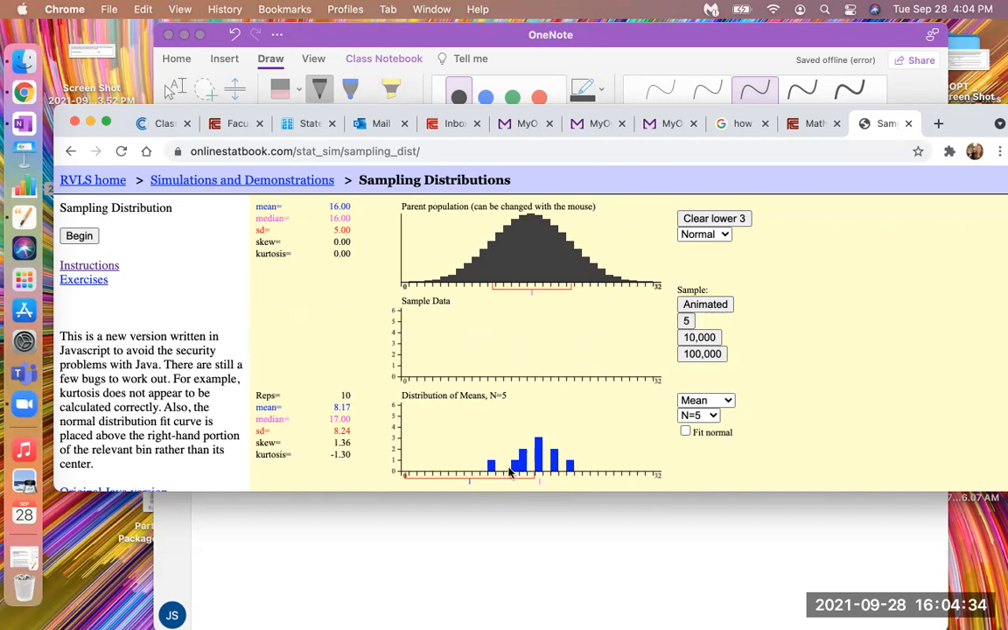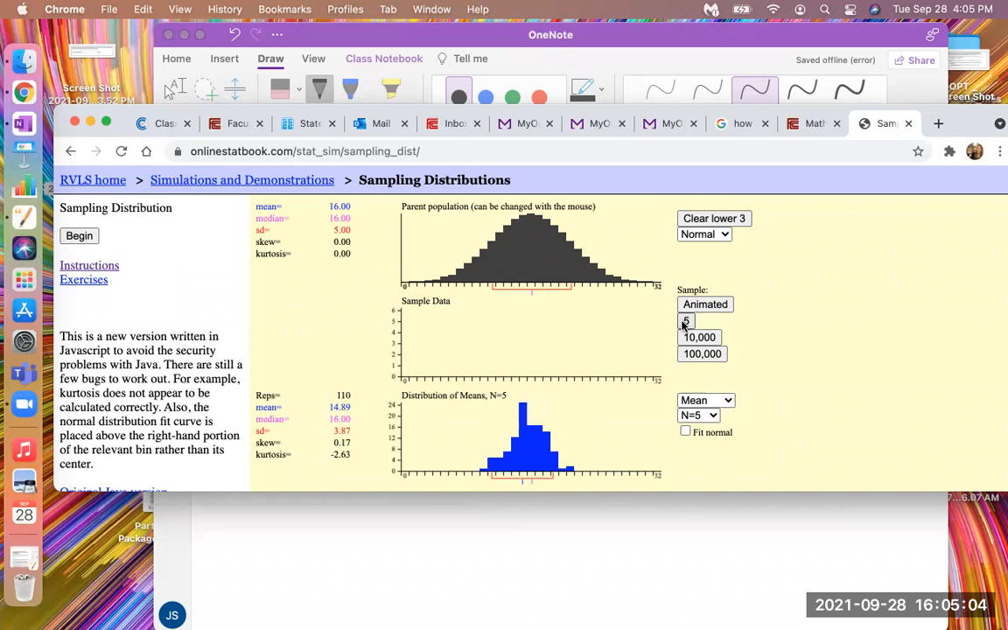Now let's go ahead and do 5 at a time. That gave me 5 samples, and that gave me 5 new records for the distribution of the mean. Now we can do 5 more, and 5 more. It does 5 samples, automatically calculates the mean of each, and adds them down here in this distribution. So we can do more and more.